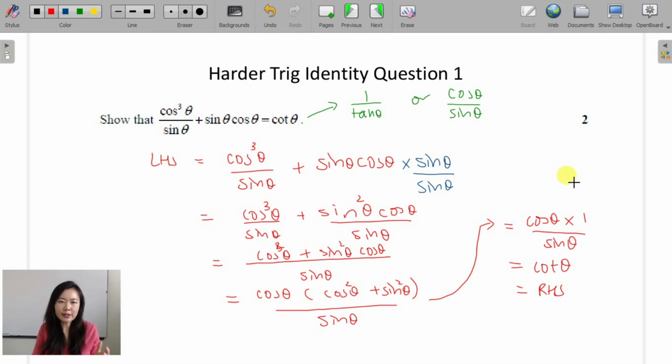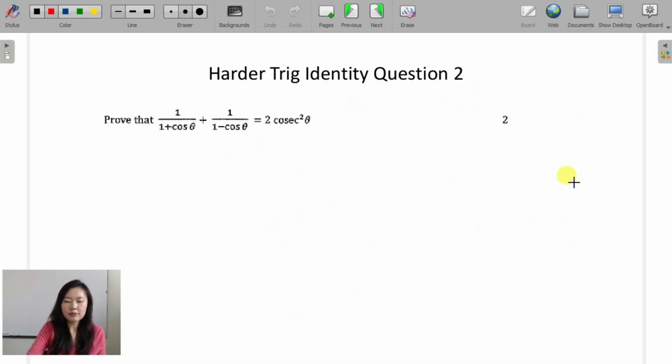In this question, we saw that if there are fractions and multiple terms involved, try to make it one single fraction. And generally speaking, convert everything into terms of sine and cos if it's not there already. And factorize, simplify, that's pretty standard stuff. All right, so let's have a look at the next one.